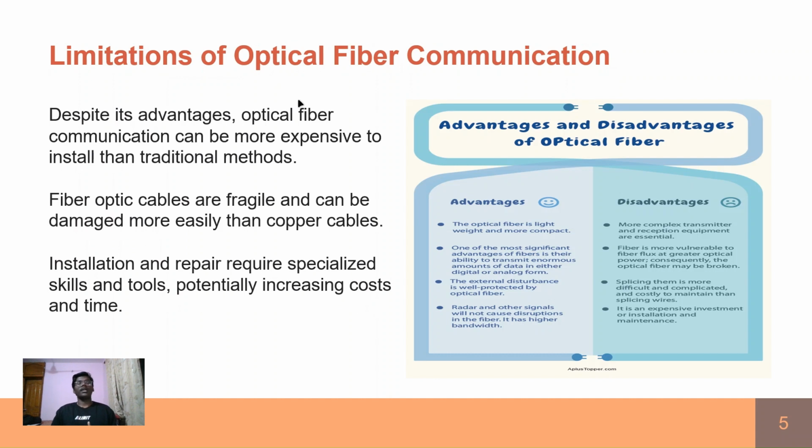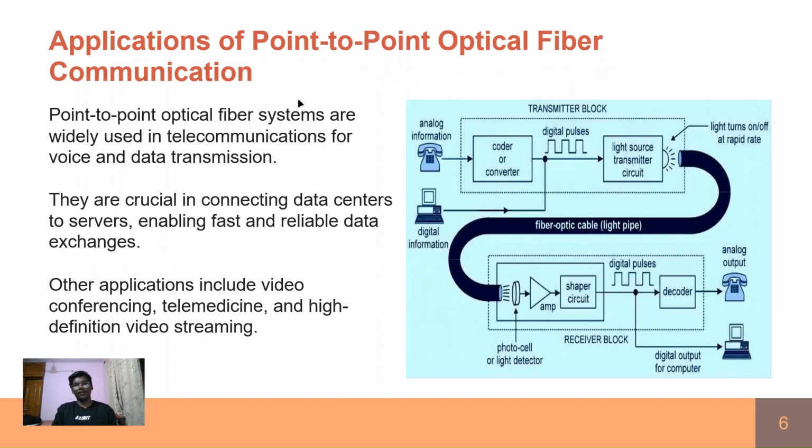So basically, optical fiber communication can be more expensive to install because we have to lay all the optical fibers through one point of media to another, and they are very fragile. It is made out of glass, so if you damage it a little bit, the data cannot be transferred from one place to another. So these are the disadvantages, guys. As you can see, there are graphs showing the differentiation between advantages and disadvantages. You can go through it.